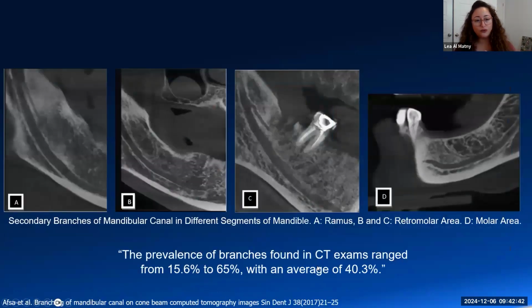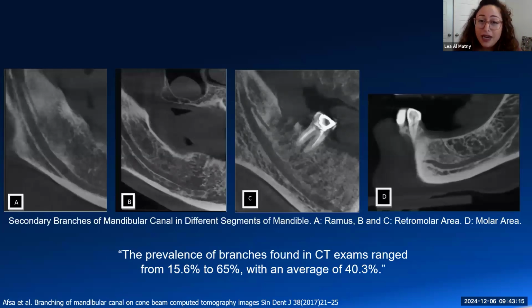Our third variation of normal is the presence of accessory or secondary branches of the mandibular canal. Yes, a lot of the time, if not every time, you will see just one mandibular canal in the posterior mandible. And sometimes you will see bifid mandibular canals. You can see bifid mental foramina. I think I've seen trifid mental foramina maybe 3 times in the past 40 years.